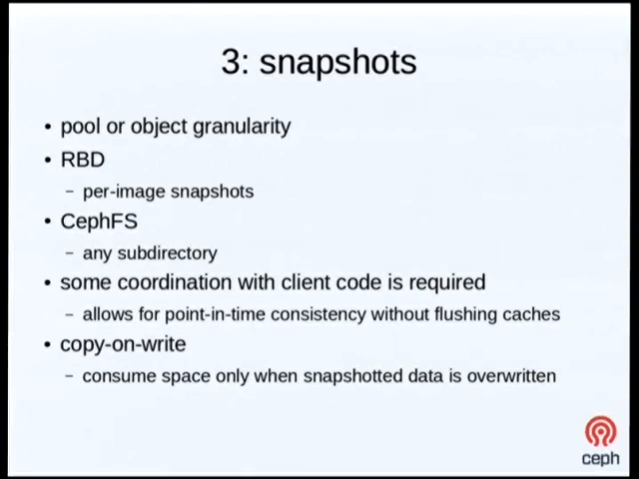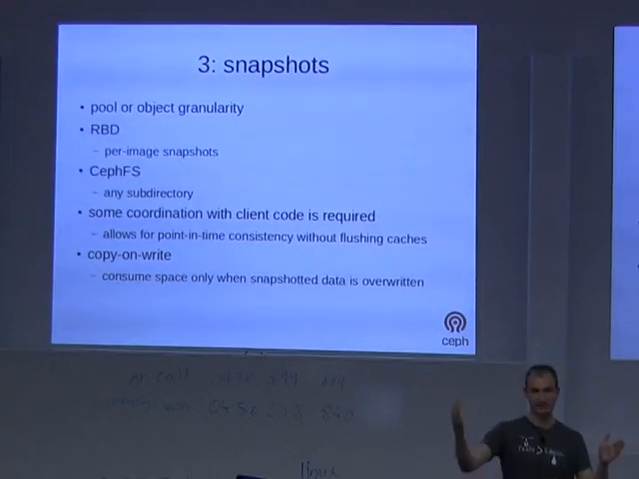So the cost is that there's some coordination with the client code that's required to make sure that you're keeping track of which snapshots apply to which objects, and that has to get fed back into the cluster when you're doing writes. But the flip side of that is that it allows for point-in-time consistency from the perspective of the client. So in contrast to snapshot solutions that are based on NFS servers, where it's the server that's actually doing the snapshot, and things like asynchronous client write back from their caches isn't coherent from the snapshot's perspective.